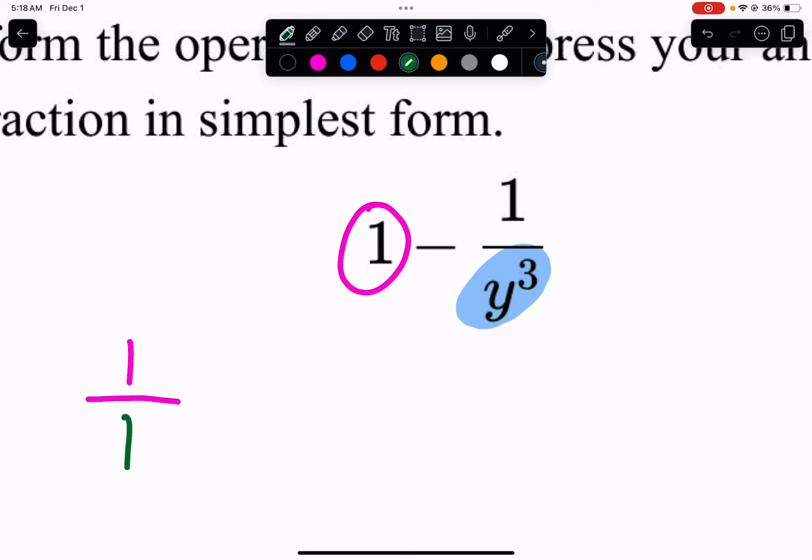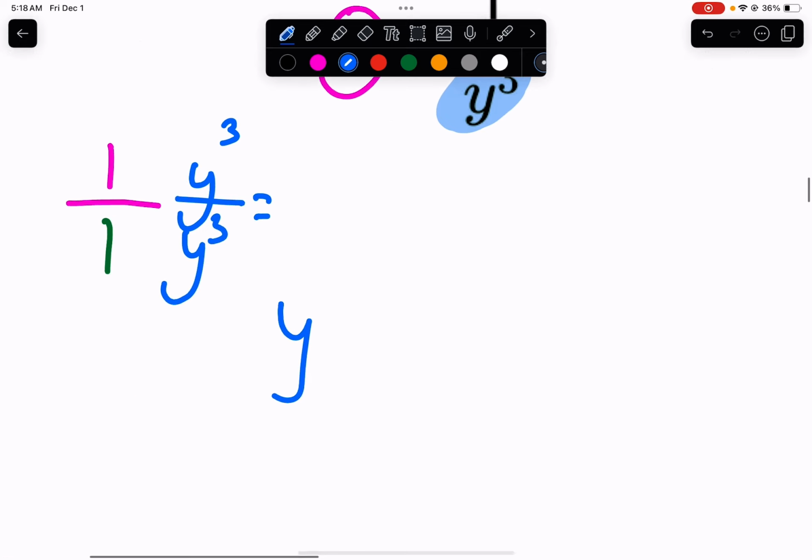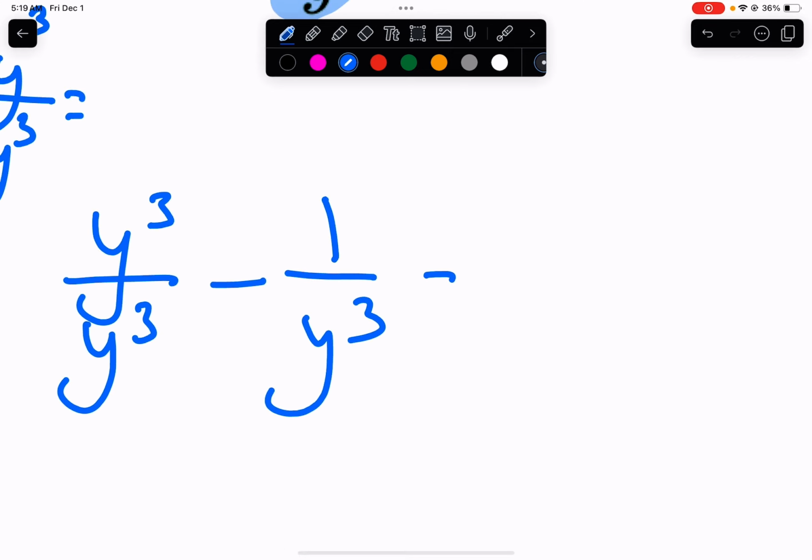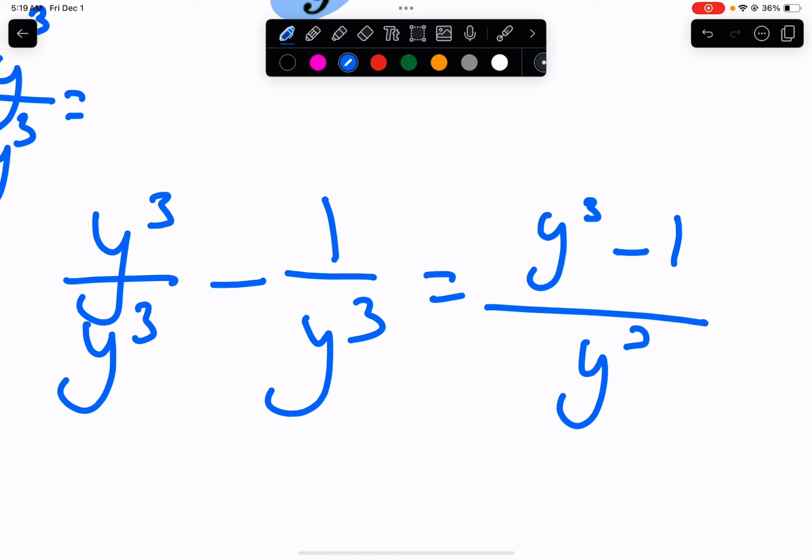1 over 1 is equal to 1. And it's missing a y cubed on the bottom. So we're going to multiply the top and the bottom by y cubed. And that is going to give us y cubed over y cubed. Now the second one already has that common denominator. So we end up with y cubed minus 1 all over y cubed. Remember, you keep your denominator the same.